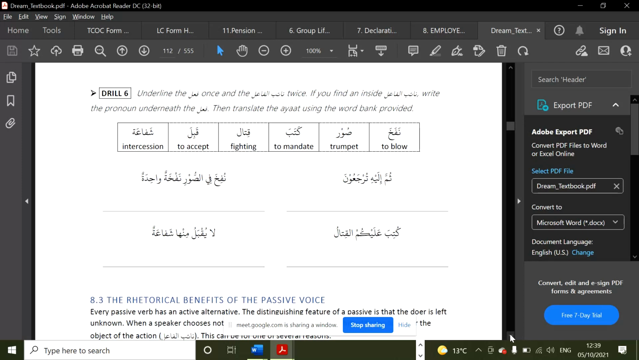Nufkhatun wahidatun. Nafkha is a puff, and nufkhatun is a rafa, singular rafa form. So it's the first one: a single puff was blown into the trumpet, the nufkha. Okay, got it.